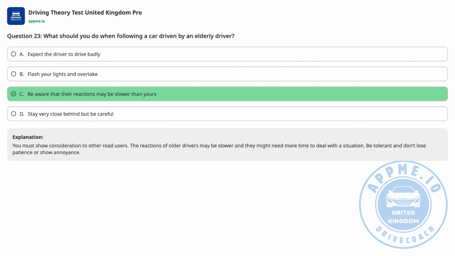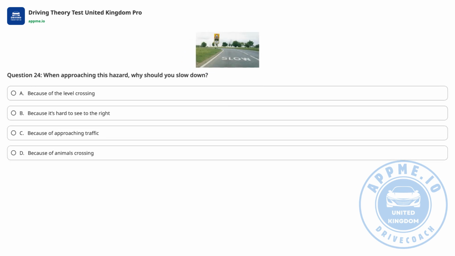The correct answer is C. Question 24. When approaching this hazard, why should you slow down? A. Because of the level crossing. B. Because it's hard to see to the right. C. Because of approaching traffic. D. Because of animals crossing.